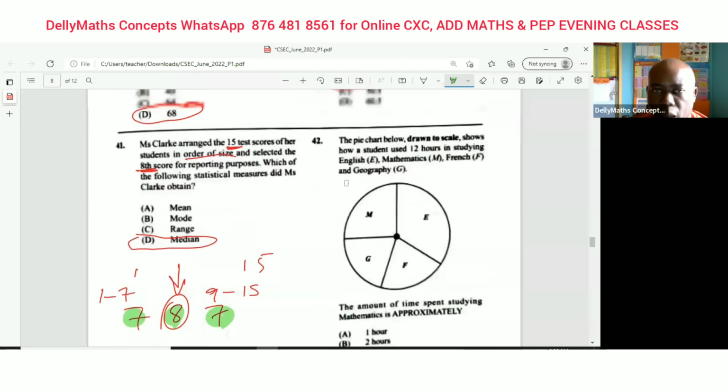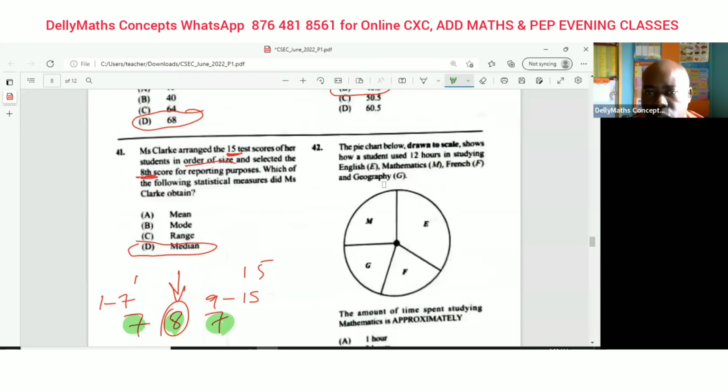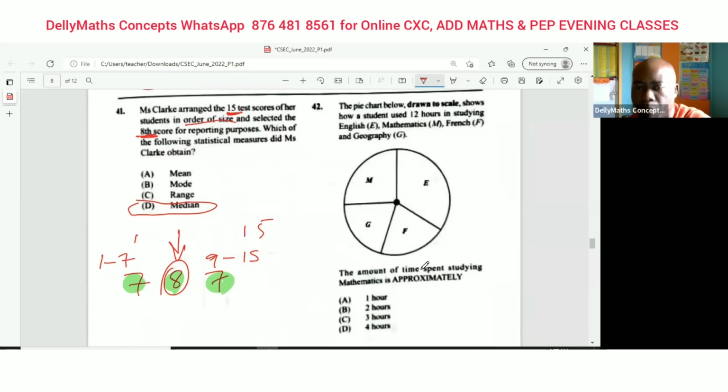The pie chart below the scale shows hours of studying for the different subjects. The question says the amount of time spent studying mathematics is approximately what? This is actually 90%, near 90%. So 90% is a quarter. A quarter of 12 means to divide by 4, we'll get 3, because that's math. So we're talking about 3 hours, approximate.